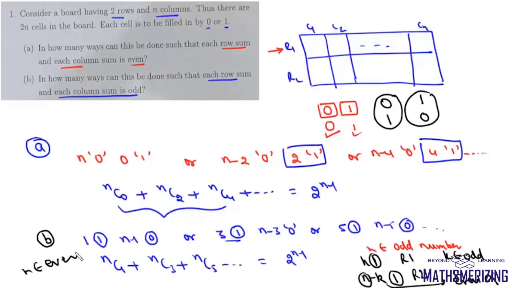So if n is an even number, then in that case, the total number of ways it can be done is 2 to the power of n minus 1. So the answer to the first part is 2 to the power n minus 1, irrespective of n being even or odd.